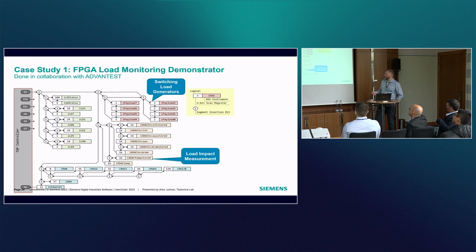For the first case study, this was the topology, the implemented 1687 IJTAG network, where we had some general purpose registers, but the most important experiment was to add switching load generators into the FPGA logic. When you turn them on, they apply very high switching load onto the FPGA logic that would consume more power, that would slow down the logic speed, that would raise the temperature.